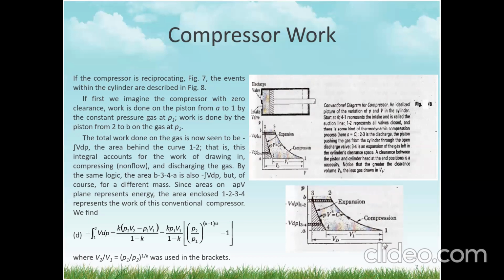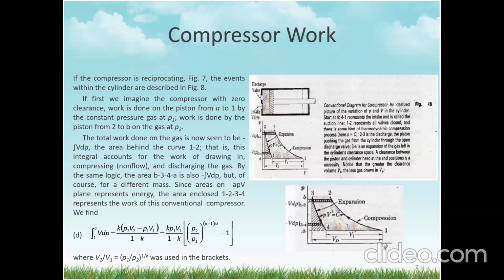Now, the total work on the gas is, if first we imagine the compressor with 0 clearance, work is done on the piston from A to 1 by the constant pressure gas at P1. Work is done by the piston from 2 to B on the gas at P2. So the total work done on the gas is now seen to be the integral of V dP. So the area behind the curve 1 to 2, that is, this integral accounts for the work of drawing in, compressing non-flow, and discharging the gas.